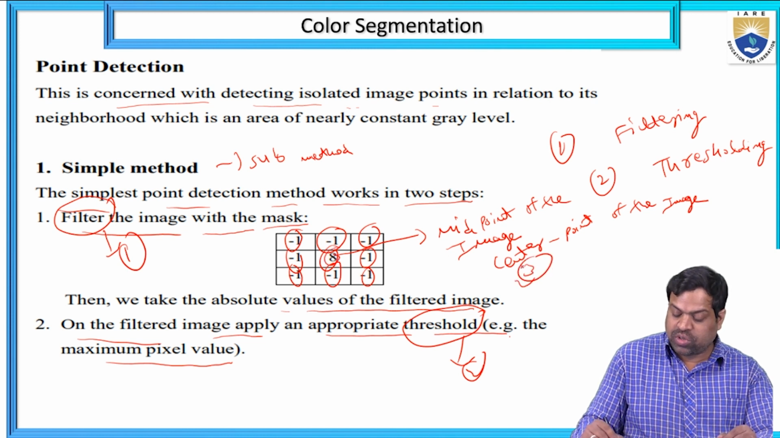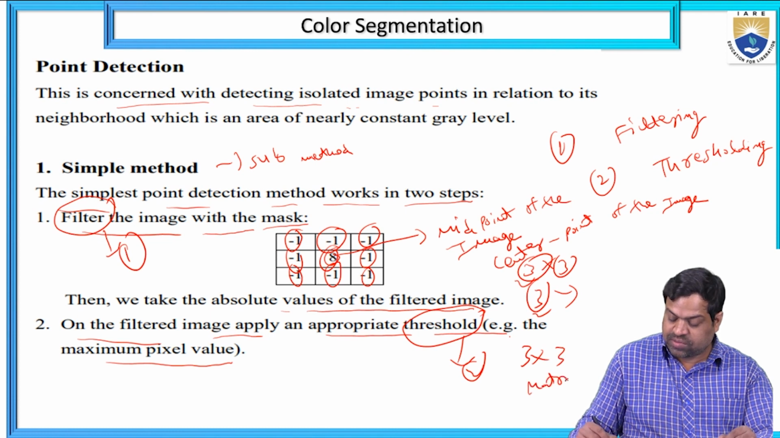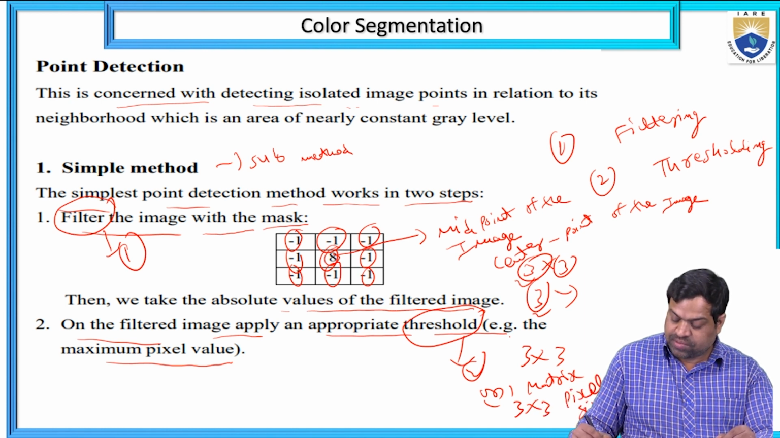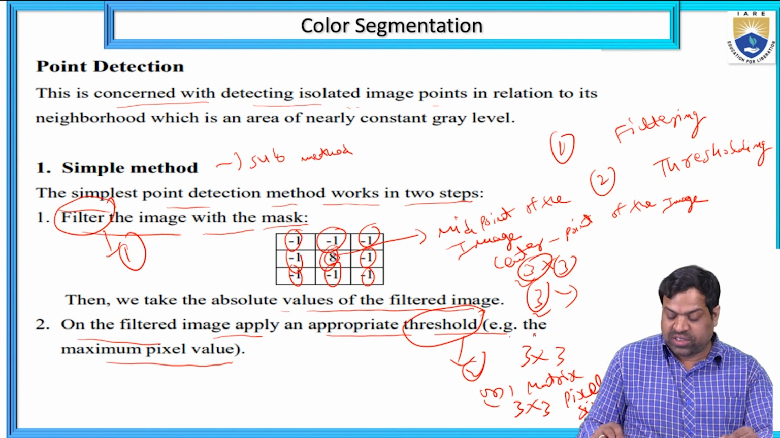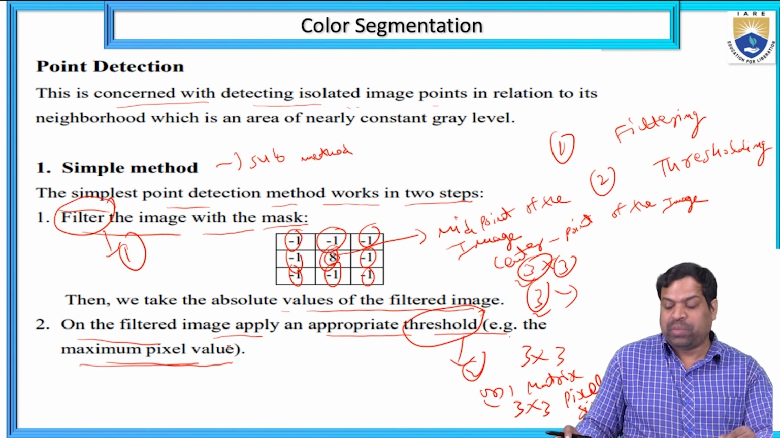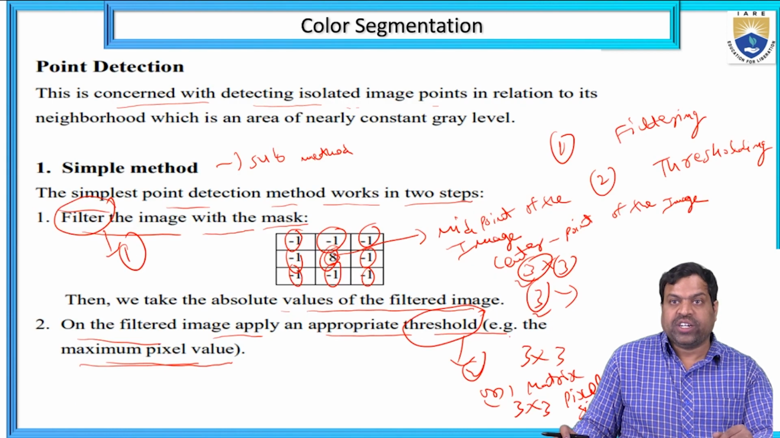That means 2 cube, so the matrix is 3 by 3. So when I'm taking the 2 cube, 3 is there, no? So we are taking the 3 by 3 matrix, or 3 by 3 pixel size. So -1 means I have applied the mask here. On the filtered image, apply an appropriate thresholding, for example, the maximum pixel values. So it is one better example of finding the image segmentation with point detection.